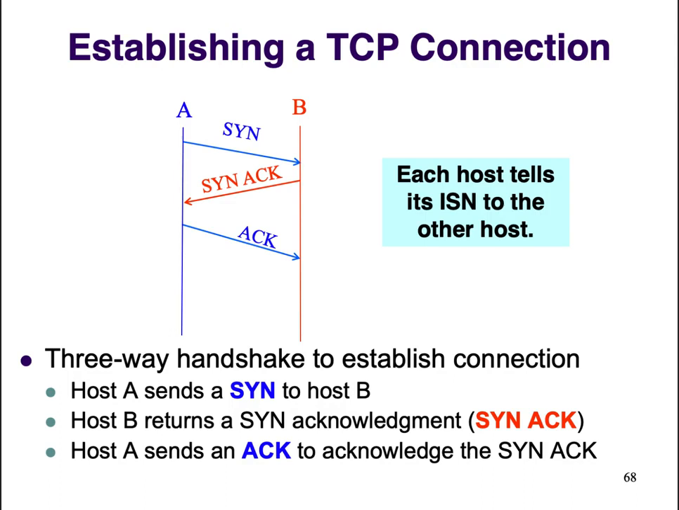Okay, so it's a handshake. They've agreed to set up a connection. Each side has told the other side what initial sequence number it wants to use. And each side has also acknowledged to the other side that they've received the initial sequence number from the other endpoint. And then once you have this three-way handshake set up, you can start sending data.